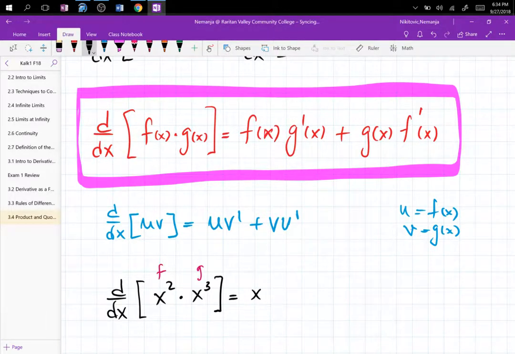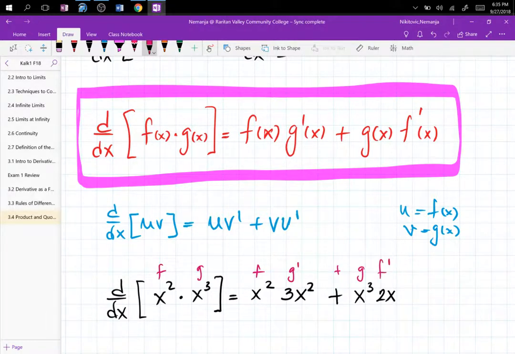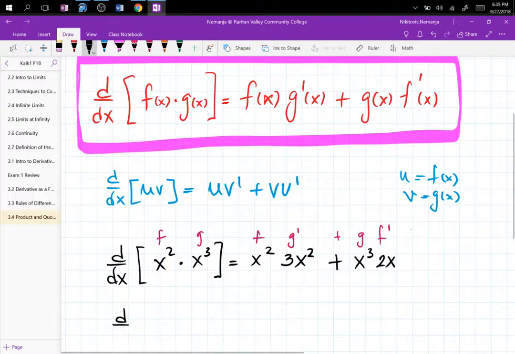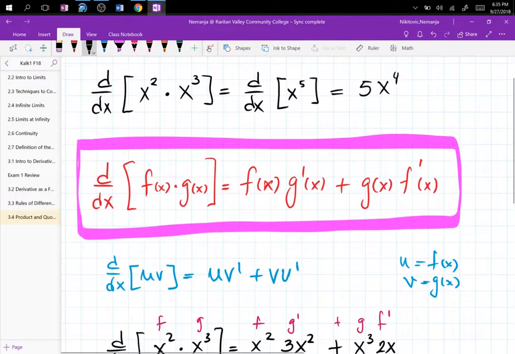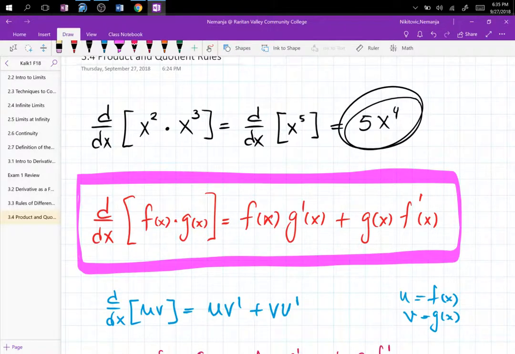So copy f of x times the derivative of g, that's 3x squared, plus copy g as is, which is x cubed, times the derivative of f, and that's going to be 2x. So now what do I have here? I have f g prime plus g f prime. And all I need to do is to simplify this, and I'm done. The derivative is equal to 3x to the fourth plus 2x to the fourth for a total of 5x to the fourth. And we know that's a good answer because we already have 5x to the fourth up there.